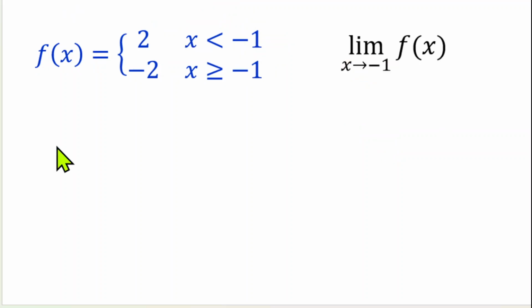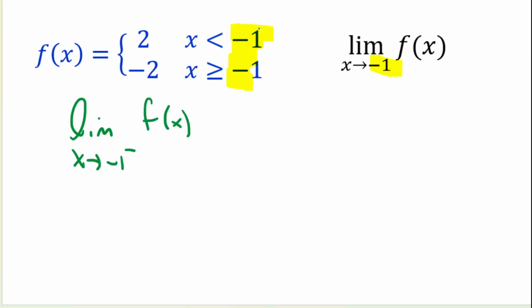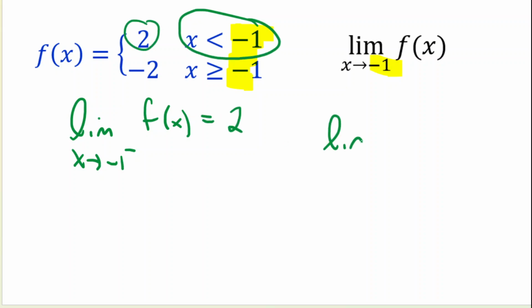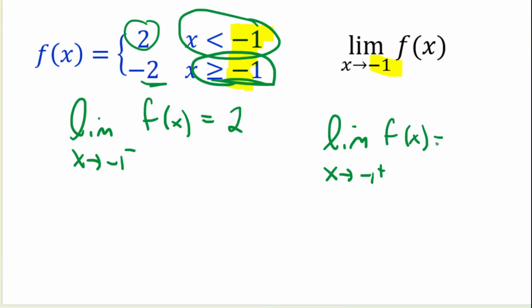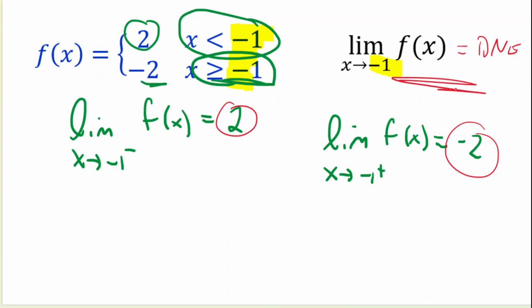Nice. Now I'm asking for the limit as x approaches -1, and of course that's the interesting one. We need to find both sides. The left-hand limit as x approaches -1 from the left: from the left, I'm following this rule, and the output's always 2. And then from the right, I'm following the other rule, so the output's -2. Obviously, those don't match. Which means that the limit as x approaches -1 of the function does not exist.